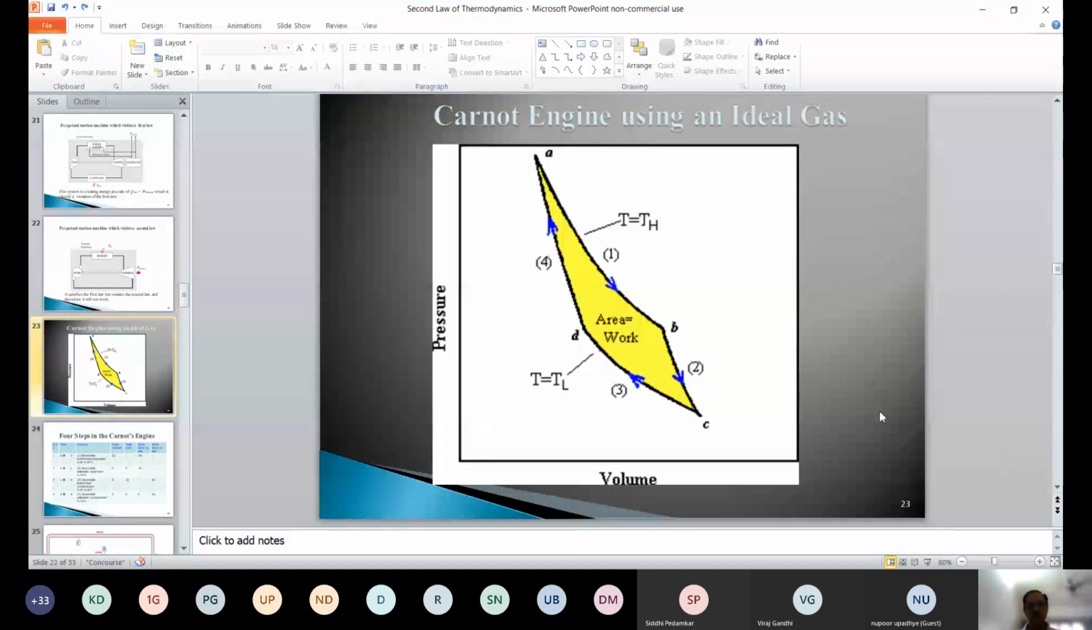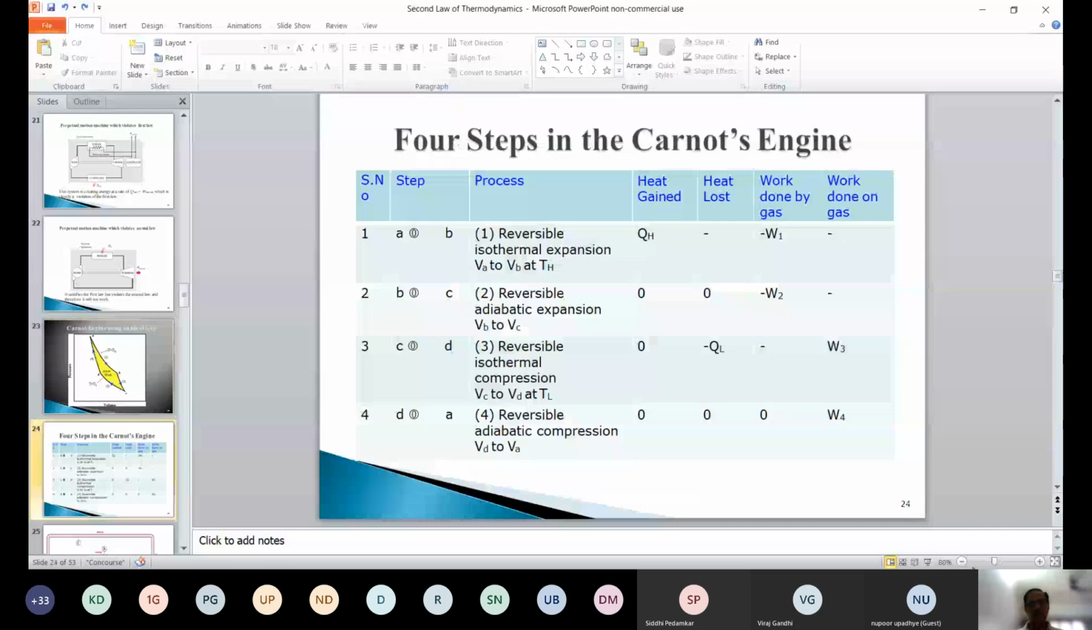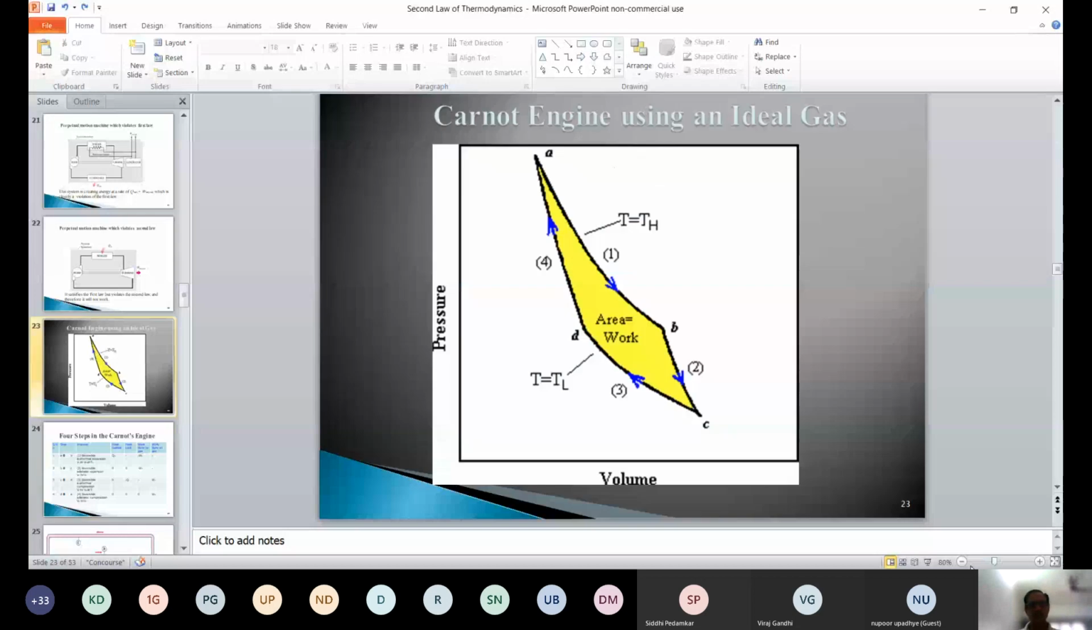Okay. So you have a pressure-volume diagram here. Right? Let us see. So you have 4 steps in the Carnot engine or cycle. Reversible isothermal expansion from VA to VB. So this is VA and this is VB. So it's reversible isothermal expansion at the source temperature or high temperature.